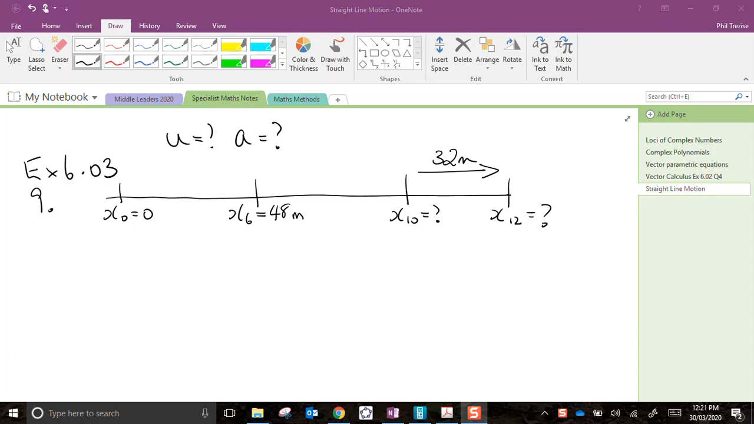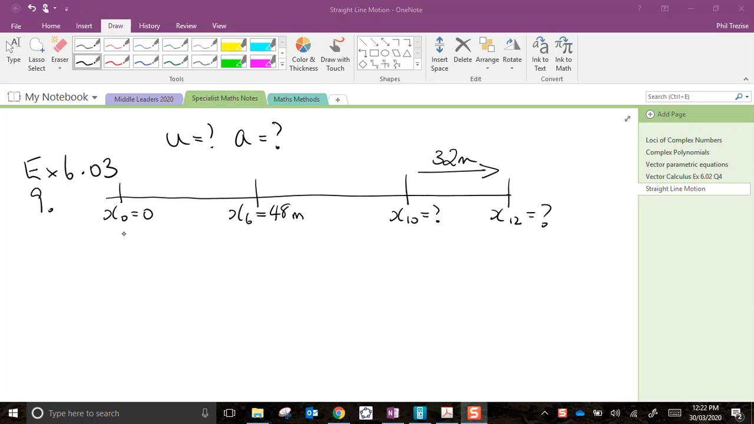Hi everyone. Here's a quick example of a straight line motion equation using the equations of motion. This one is question 9 from our exercise. Reading the question, it says a train moves 48 metres in the first 6 seconds of motion.